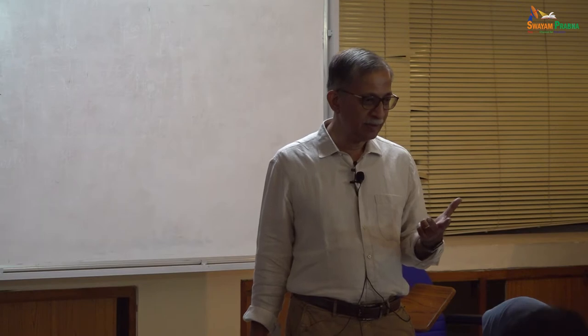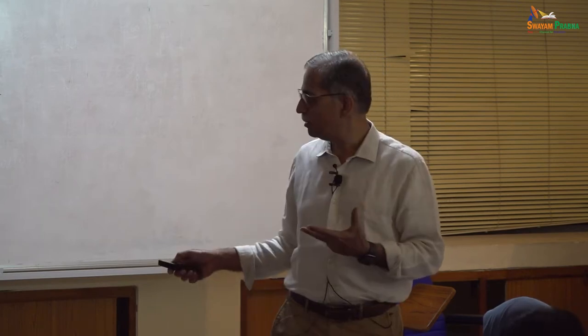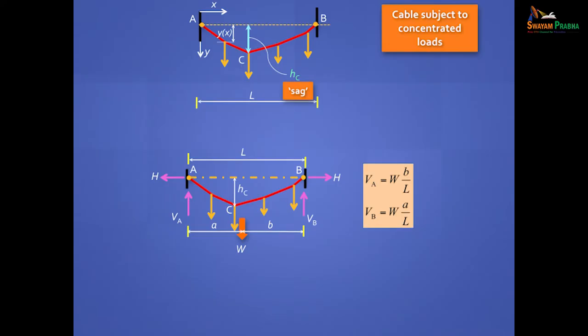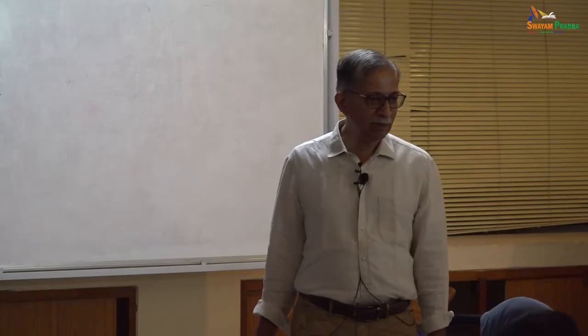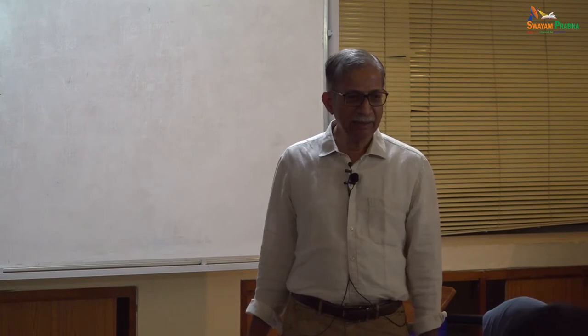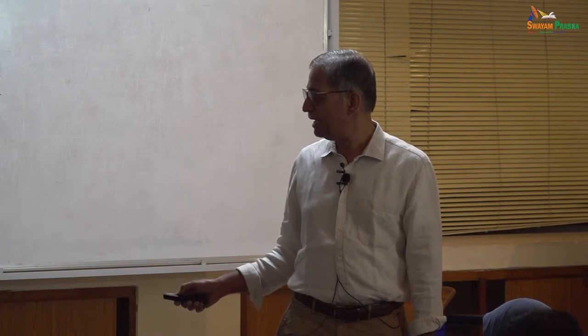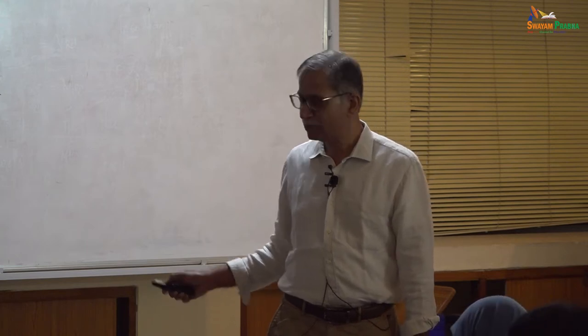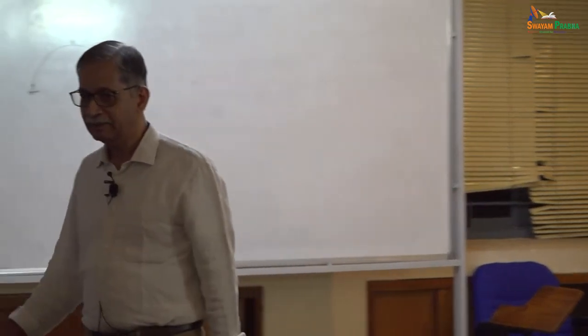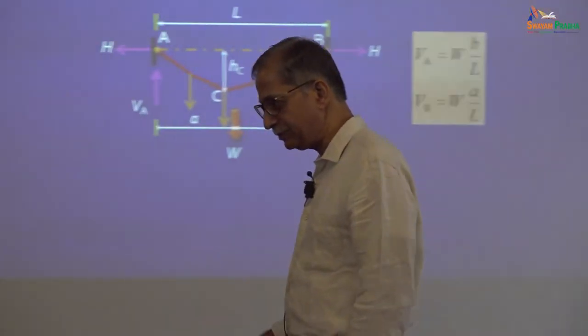You can apply equation of equilibrium, take moments about either A or B, and you'll get VA is Wb by L and VB is Wa by L. And it doesn't matter what the structure is, you can put a boulder there. You can put a frame there, you can put anything there, and if these two supports are at the same level, W will be shared between VA and VB in this proportion. We know this very well now, right? Even intuitively, you know that if W moves to A, then VA will be W and VB will be 0 and vice versa. All this is intuitively obvious, right?